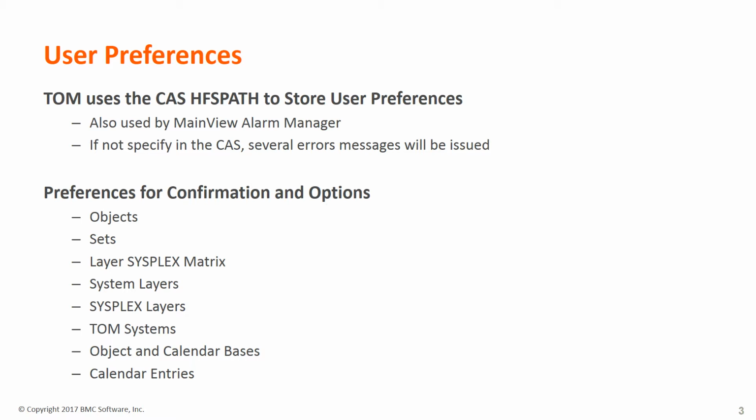The first area we're going to discuss is setting user preferences with TOM. TOM uses the CAS's HFS path to store the user preferences, which is also used by MainView Alarm Manager for the alarm definitions. If the HFS path is not specified in the CAS, you'll receive a number of different errors. TOM allows you to set preferences for confirmations and various different options in the panels. These include definitions for objects, sets, layers, TOM systems, object and calendar bases, and calendar entries.